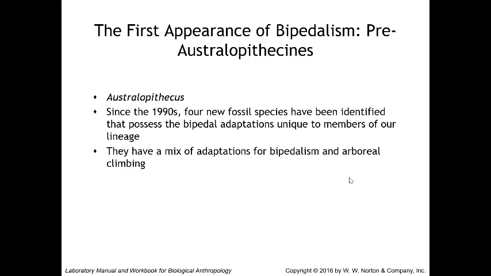We're actually going back. So since the 1990s, four new fossil species have been identified that possess the bipedal adaptations unique to members of our lineage. They lived between 7 and 4.4 million years ago, which predates our Australopithecus species. So they are called our pre-Australopithecines. They have a mix of adaptations for bipedalism and arboreal climbing. So this shows that the evolution of bipedalism was probably gradual and occurred in a mosaic fashion, with different bipedal adaptations evolving separately over time instead of simultaneously.